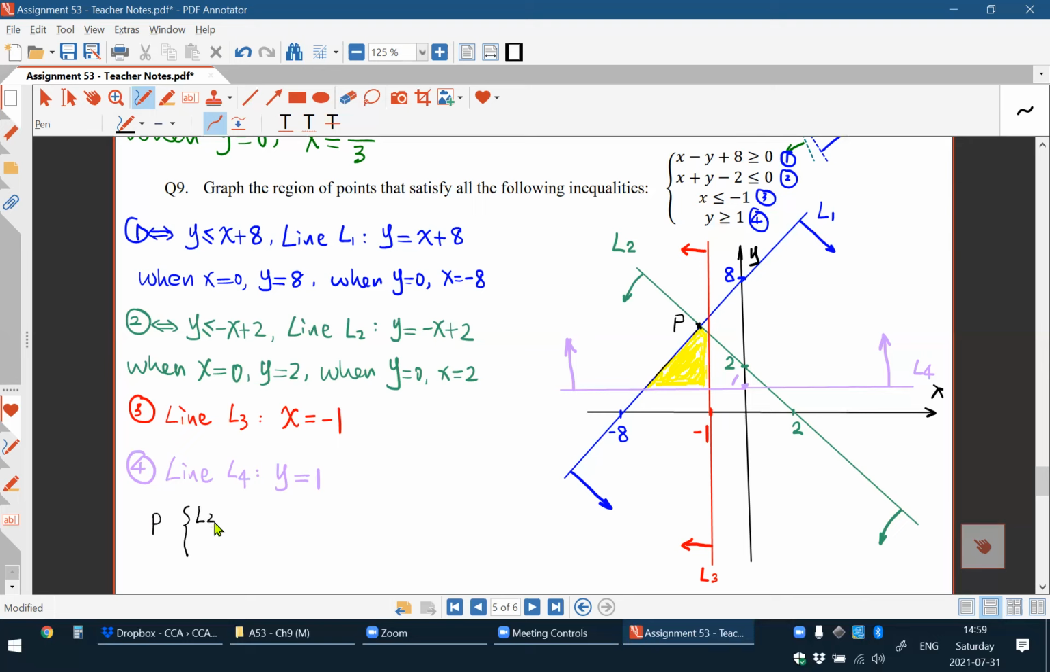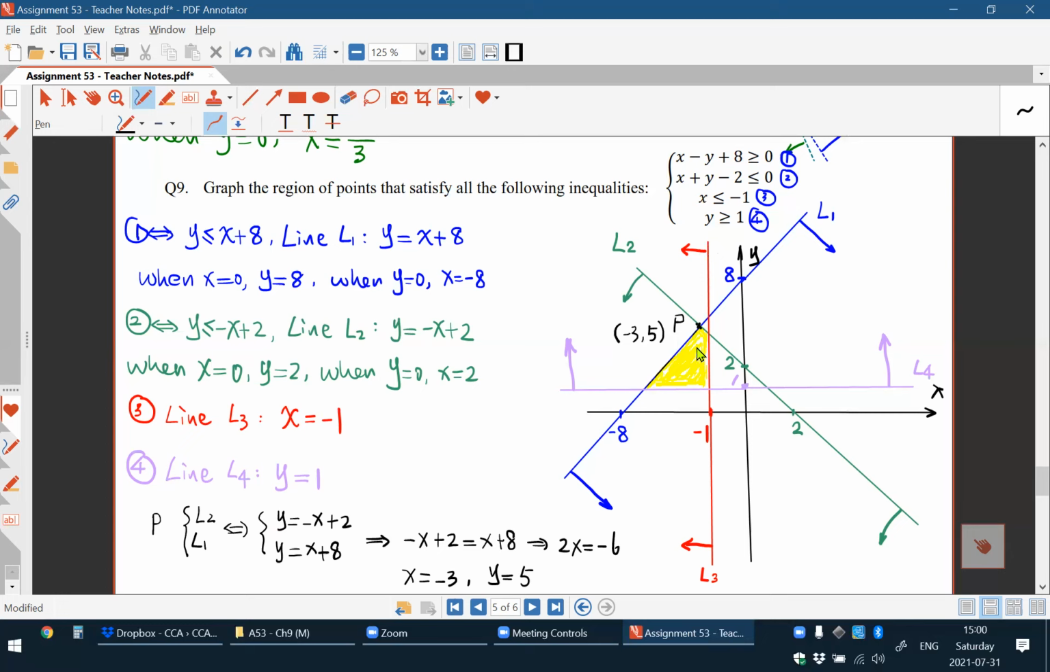P should satisfy both L2 and L1, right? Which is equivalent to L2 is y equals minus x plus 2. L1 is y equals x plus 8, right? And from this system, we can solve that minus x plus 2 equals x plus 8, which is 2x equals minus 6. So x equals minus 3 and y equals 5. Okay, so the coordinates of P is minus 3 and 5. And of course, minus 3 is less than minus 1. So P should be to the left of the red line, right?